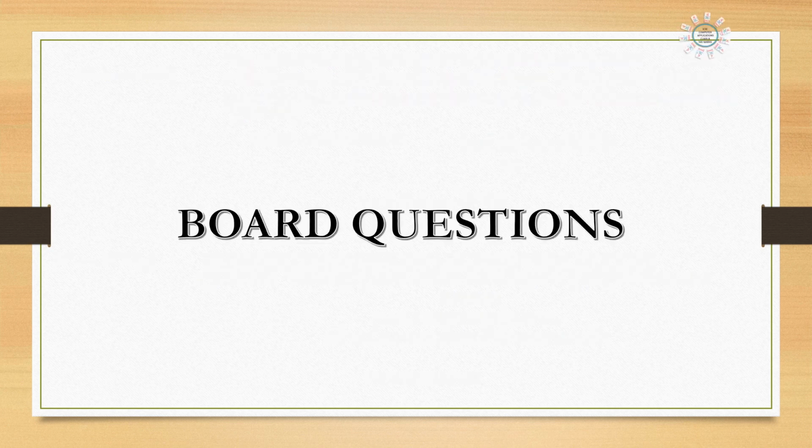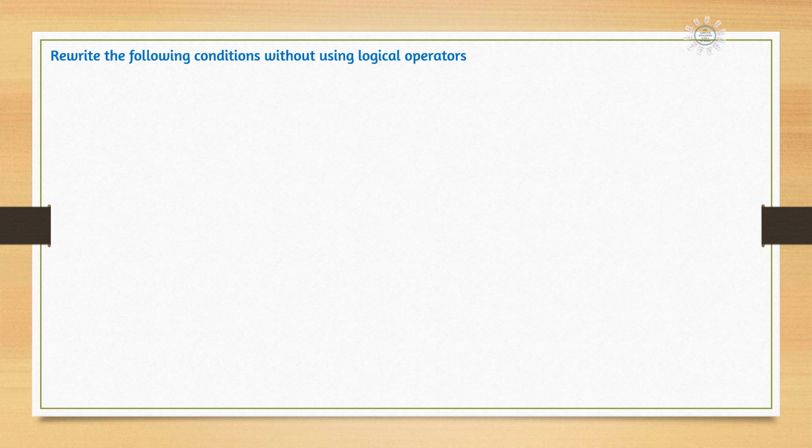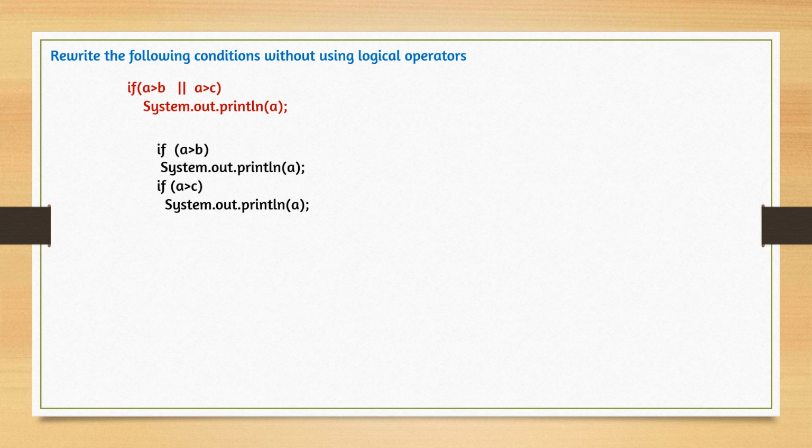Now we can see questions which were asked in the ICSE board from this topic. First of all, the question which was asked last year in the specimen paper: rewrite the following condition without using a logical operator. If A greater than B or A greater than C, System.out.println A. Here we can write like this: if A greater than B, System.out.println A, and if A greater than C, System.out.println A. Students, if you want, we can also use else if in the second line. First one if A greater than B, and second one we can write else if A greater than C.